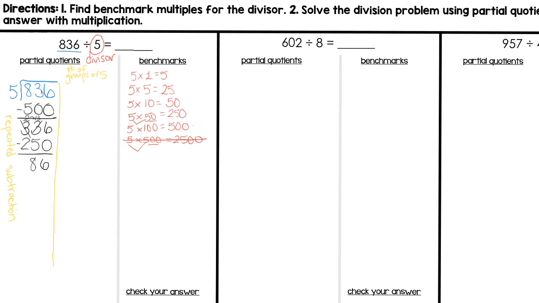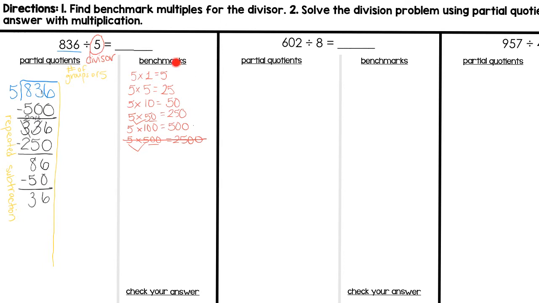So now that I have 86, what is the largest benchmark that I can take out? Or the largest multiple of 5? 50 is the largest multiple of 5. So I'm going to take away 50. 6 minus 0 is 6. 8 minus 5 is 3. Great. Now, I have 36.